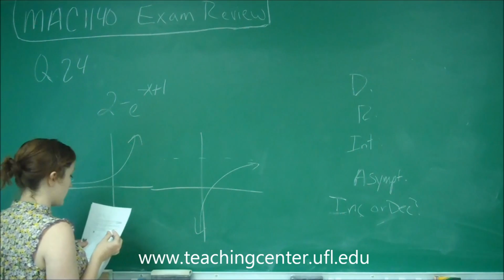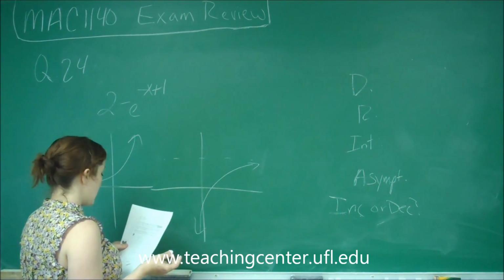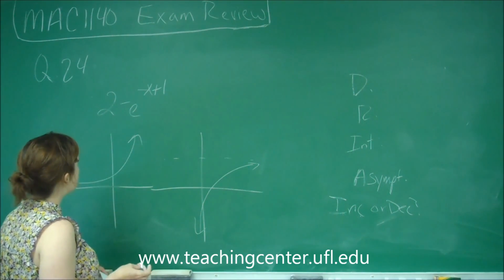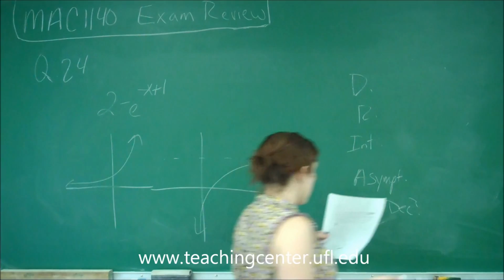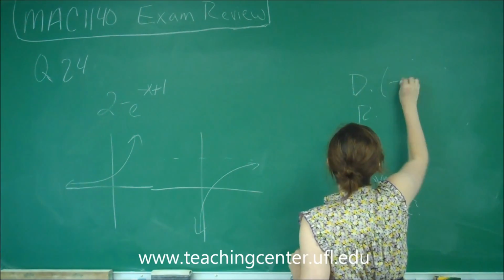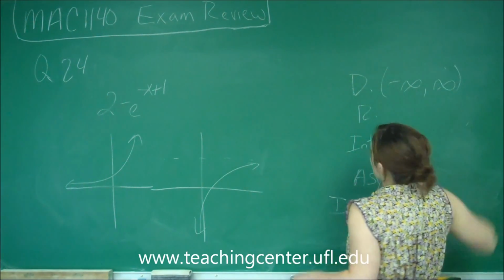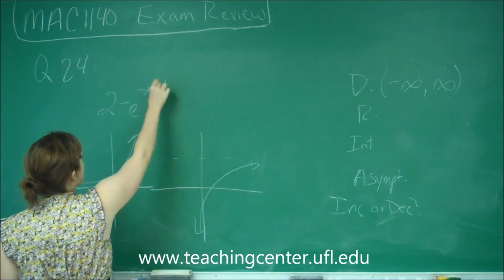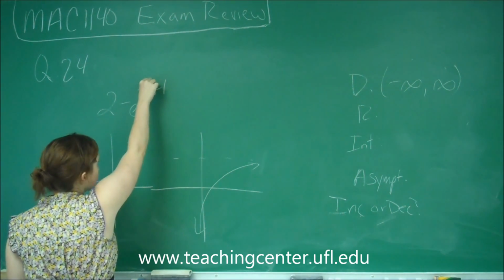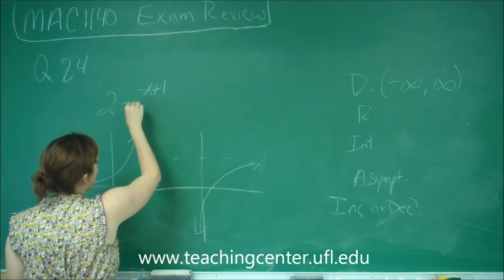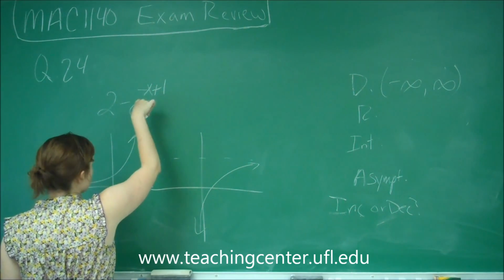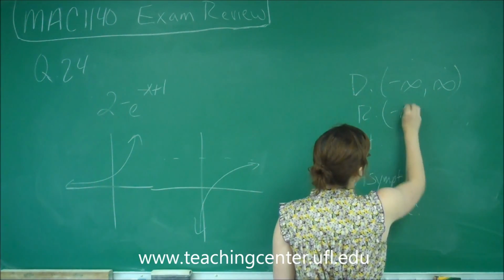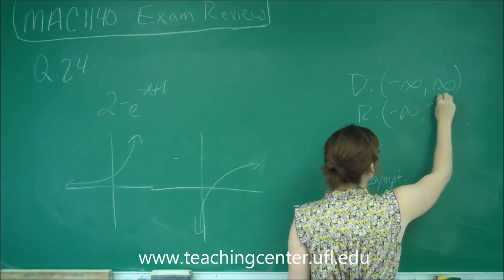So our domain is what values we can have for x. And in this equation, we can plug any value in for x. So our domain is going to be from negative infinity to positive infinity. Our range, however, as x approaches positive infinity, it's going to be 1 over e to the infinity, which goes to 0, so it's going to be 2 minus 0. So our range is from negative infinity to 2.